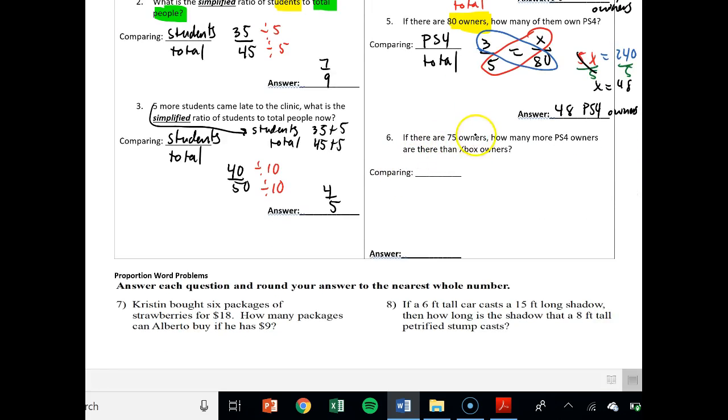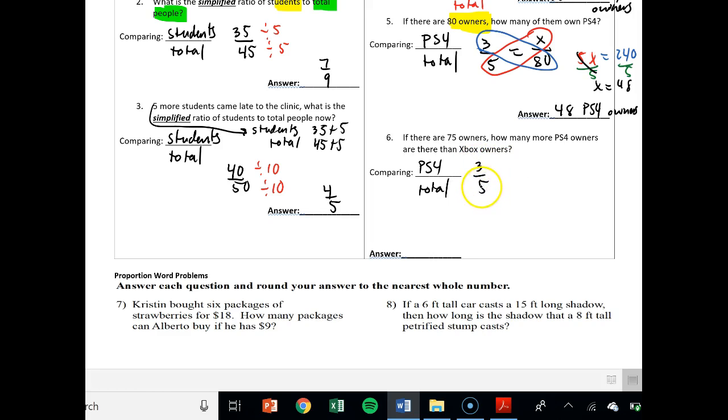Lastly, if there are 75 owners, how many more PS4 owners are there than Xbox? Oh boy, okay, so we're still comparing, I think, PS4 to total, right? And that would be, okay, if there's 75, so this is still 3 to 5, right?